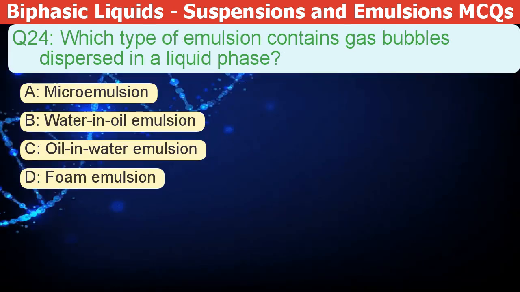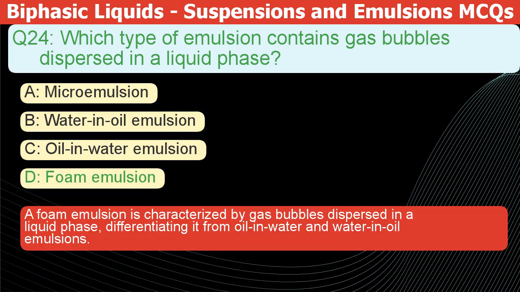Which type of emulsion contains gas bubbles dispersed in a liquid phase? A. Microemulsion. B. Water in oil emulsion. C. Oil in water emulsion. D. Foam emulsion. The correct answer is D. A foam emulsion is characterized by gas bubbles dispersed in a liquid phase, differentiating it from oil in water and water in oil emulsions.